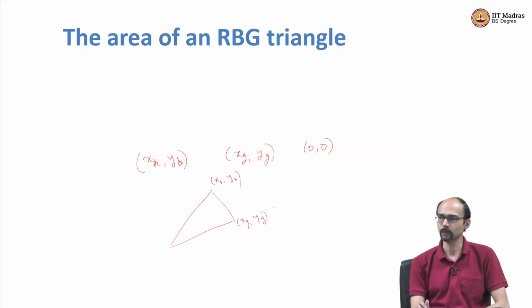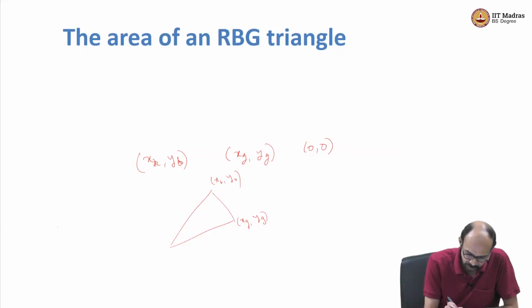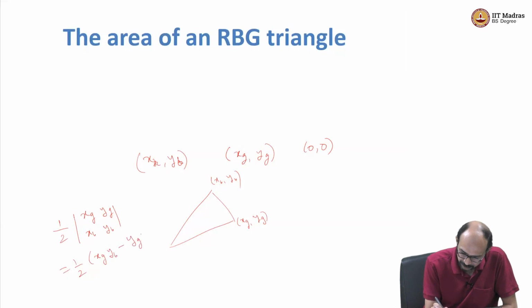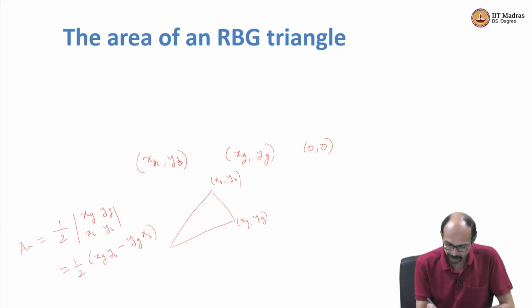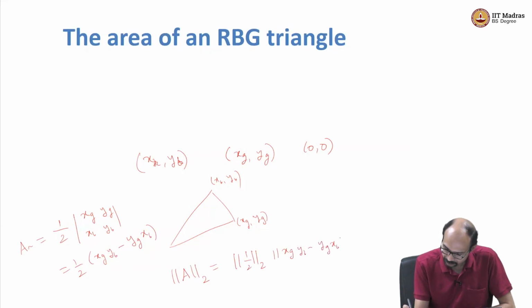But now we know how to compute the area of a triangle, right? This is something we have done in high school. So this is half times xg, yb minus yg, xb. This is the area, right? Now let's compute the p-adic, the 2-adic norm of this area. So this is the norm of half times the norm of this xg, yb minus yg, xb.